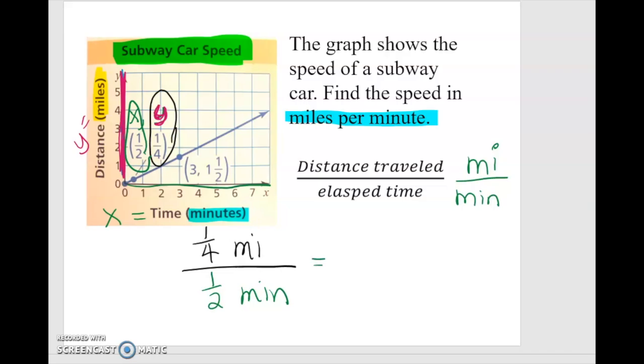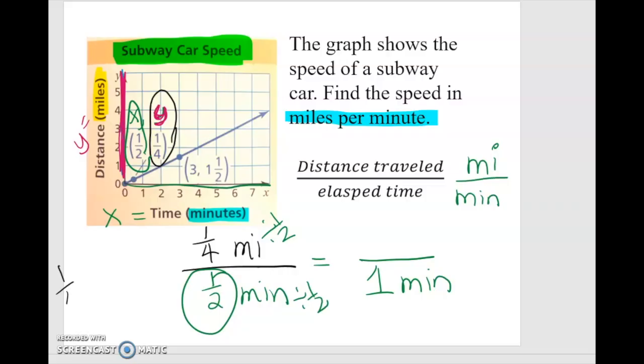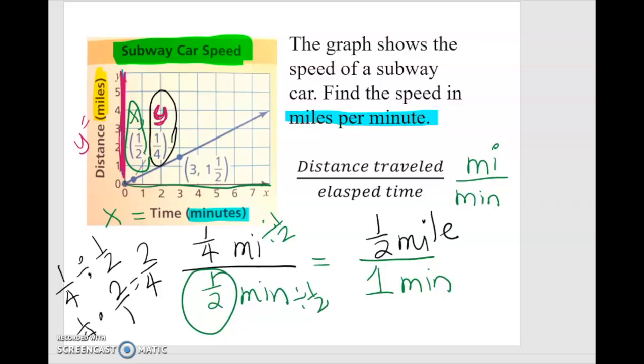Now, I want to know how far can I go in 1 minute. So again, I'm dividing by that 1/2. Okay, so if I need to, I can do the arithmetic off to the side. 1/4 divided by 1/2. I'm going to keep, change, flip, multiply straight across, and I end up with 2/4, or it takes me a minute to go half of a mile, or I can travel half of a mile in a minute.